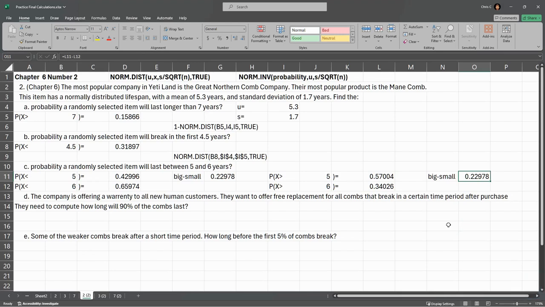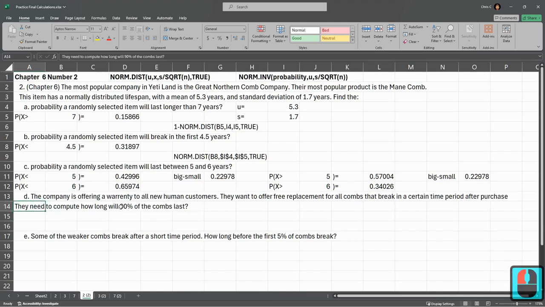I don't know which of these two I did on the answer key, but you can do it either way. So that's how you can do randomly selected item between. You just do both of them and subtract. Okay. So these are all the regular norm dist parts. Now we're going to go for the norm inverse here, because we're given not a value but a percentage. So we're going to use norm inv.